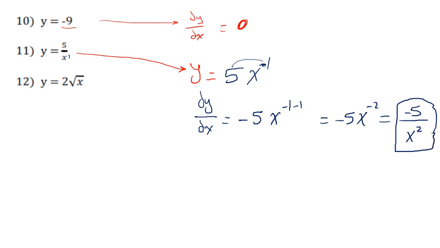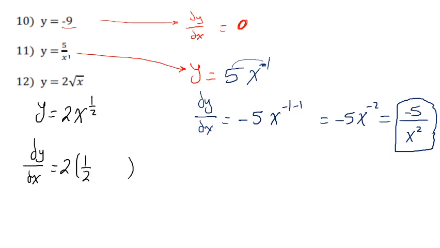Number 12, y is equal to root x. To write it, I want to write it as a power of x, so it's x to the power of half. So dy by dx is equal, 2 is a constant. Derivative of x to the power of half, I'm going to put down the power, subtract 1 from the exponent, so it's a half minus 1, which is negative half. So this one is x to the power of negative half. So 2 times half is 1. So it's 1x to the power of negative half, which is equal to 1 over root x in its simplest form.